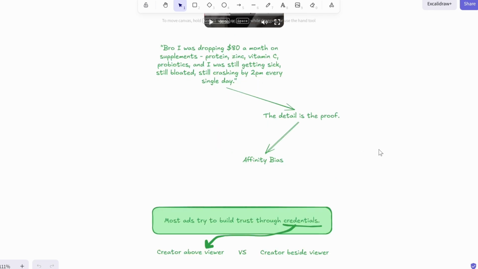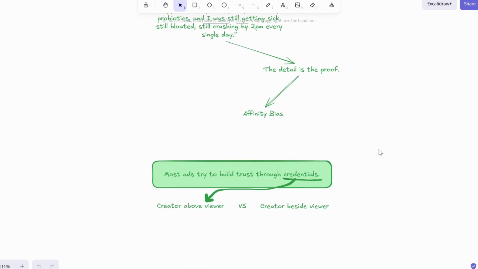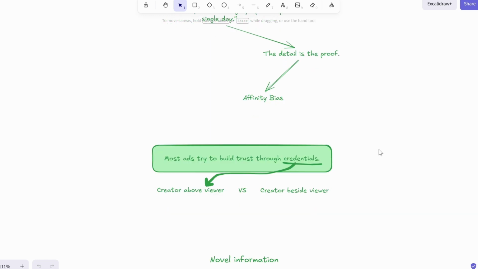And the viewer doesn't just consciously think this person is credible. They feel it because the mirror is too accurate to be faked. And this exploits the affinity bias, which is the unconscious tendency for people to favor and feel more comfortable around those who share similar backgrounds, interests, or traits. The viewer's brain registers the creator as someone familiar, and that collapses the trust barrier almost instantly.